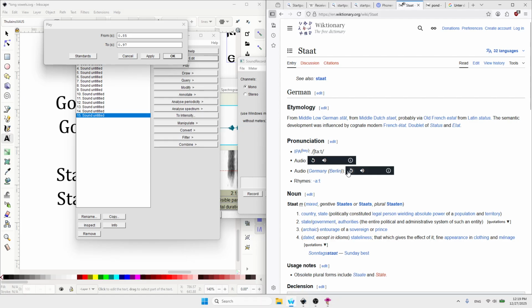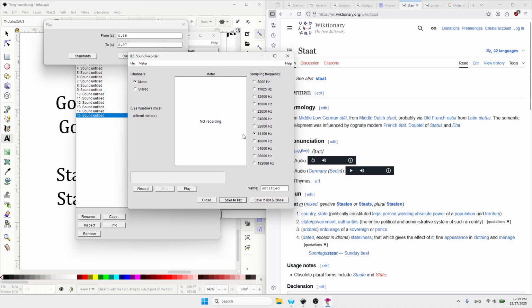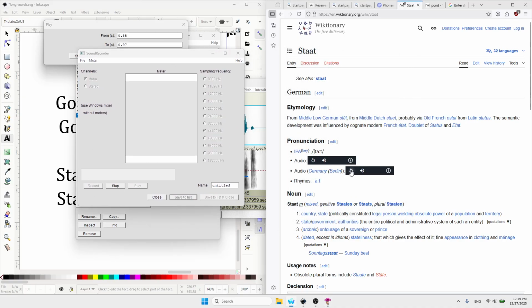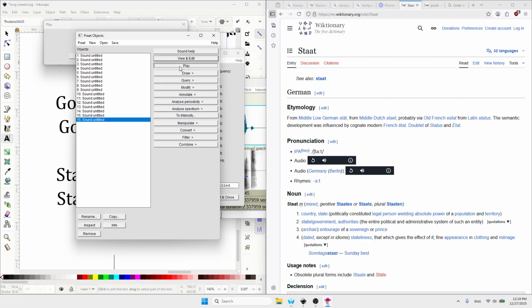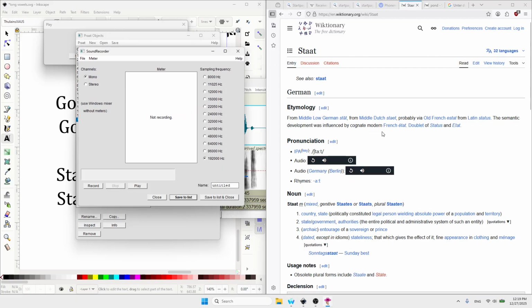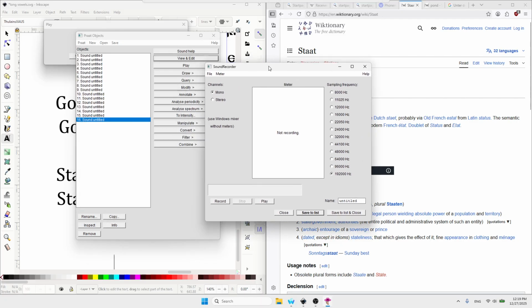Staat, Staat. I wonder if it'll actually pick that up. Staat. No, it didn't pick it up, but whatever. I think that's enough for today. But really, ideally, it should be about that long for the long vowels.